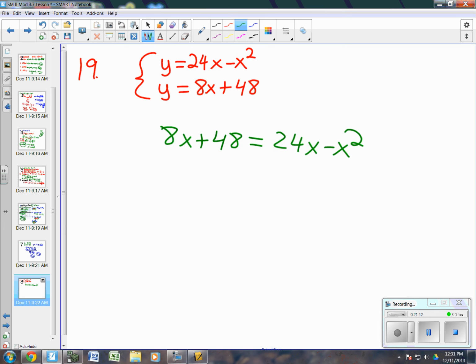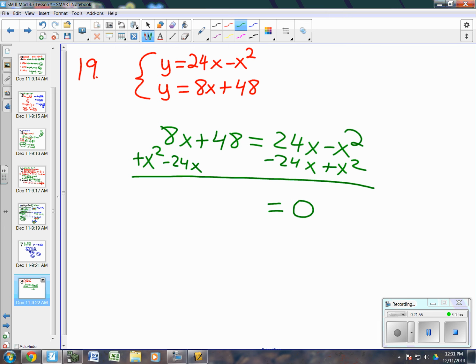So what you're going to do is add x squared to both sides. And I'm going to subtract 24x from both sides. Now, those two add up to 0 over there, right? And over here I get x squared. 8 minus 24 is a negative 16x plus 48 equals 0. I've got a quadratic equation. I just got to solve that.